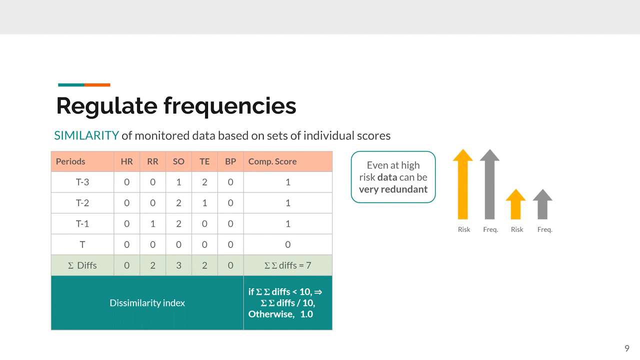These results are also summed up to get the similarity index that varies from 0 to 1. If the final result is less than 10, it's divided by 10, otherwise it is 1. The idea is the higher the similarity, the higher the frequency, and vice versa.